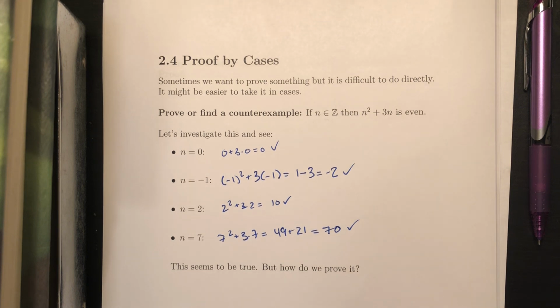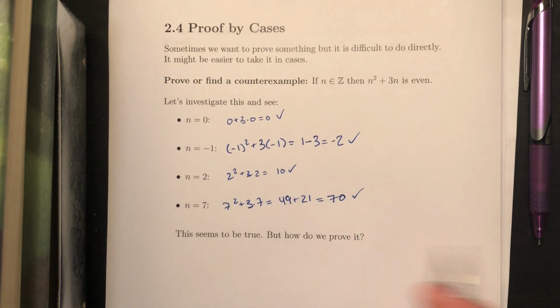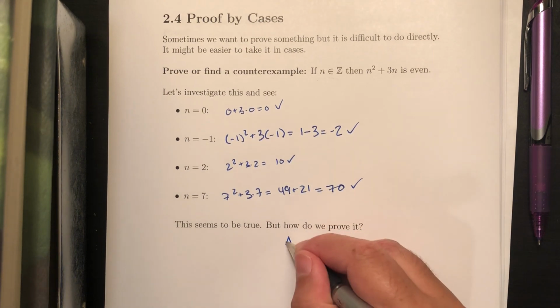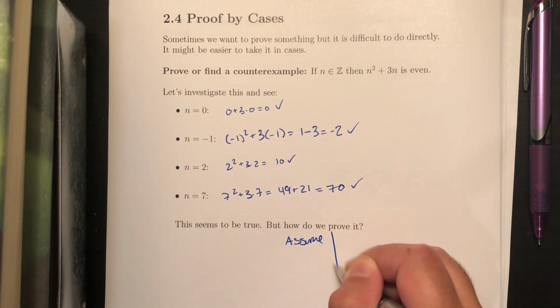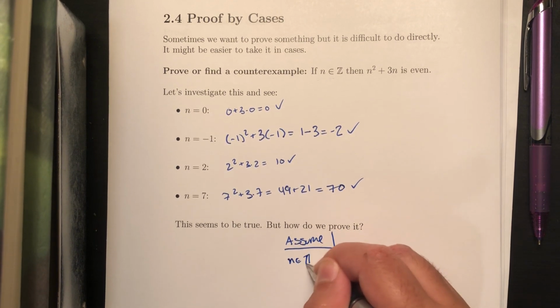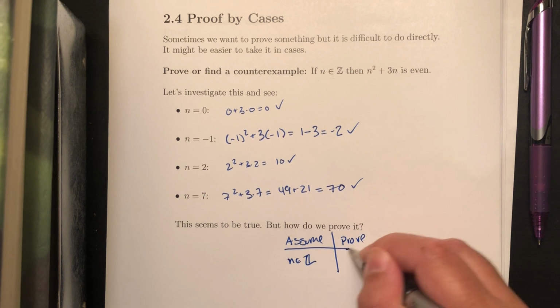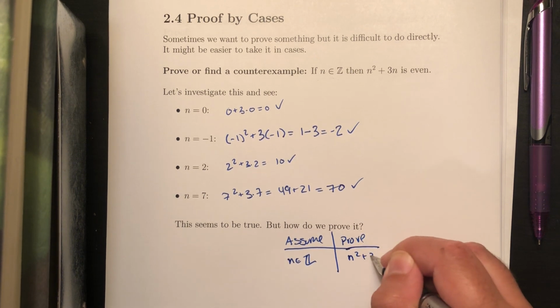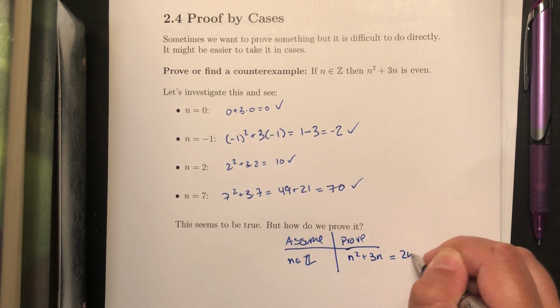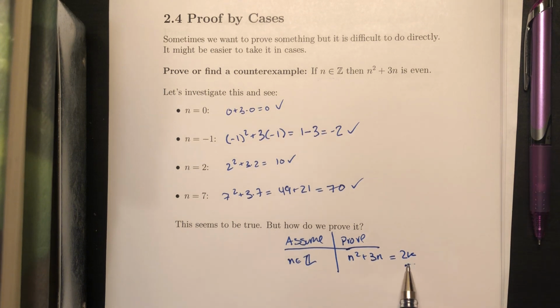But how do I prove it in general? If I wanted to prove this directly, I would be assuming n is an integer and proving n squared plus 3n is even, so it can be expressed as 2k for some k. How am I going to get here if all I know is that n is an integer?